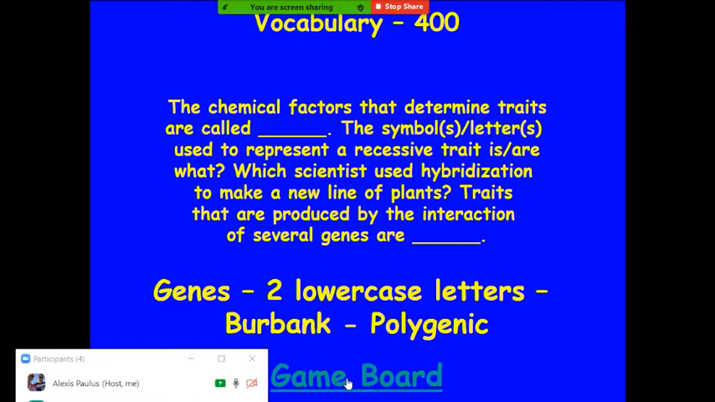Luther Burbank, of which a high school in the Sacramento Unified School District is named after. Luther Burbank used hybridization to make a new line of plants, and traits that are produced by the interaction of several genes are referred to as polygenic, poly-many-genic genes.